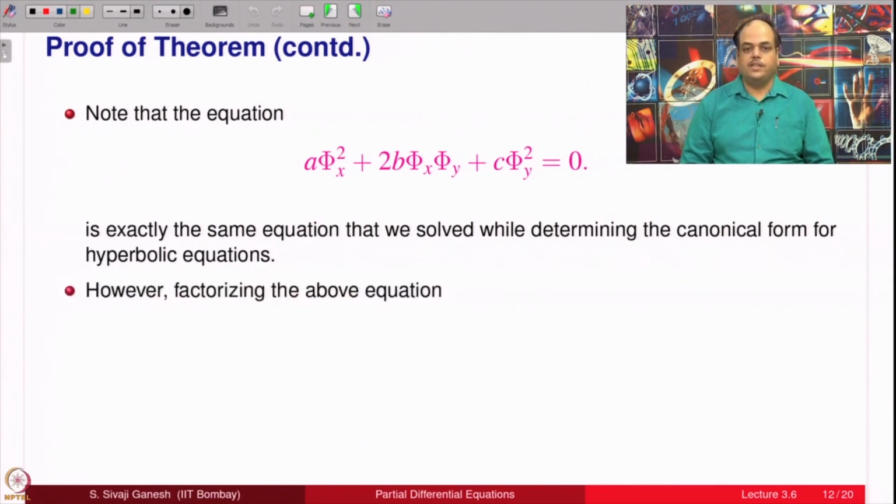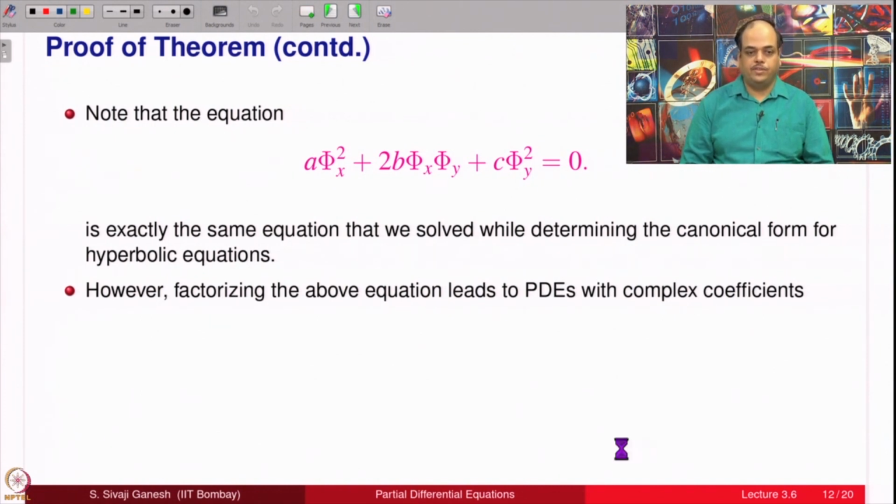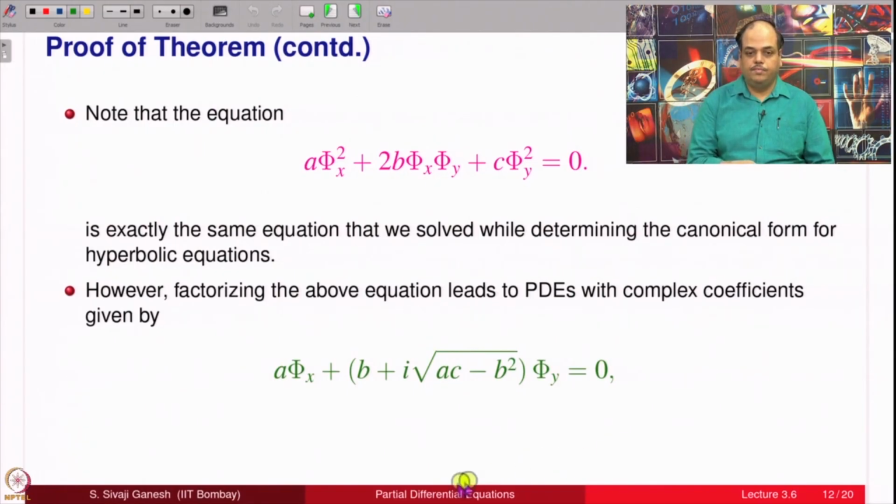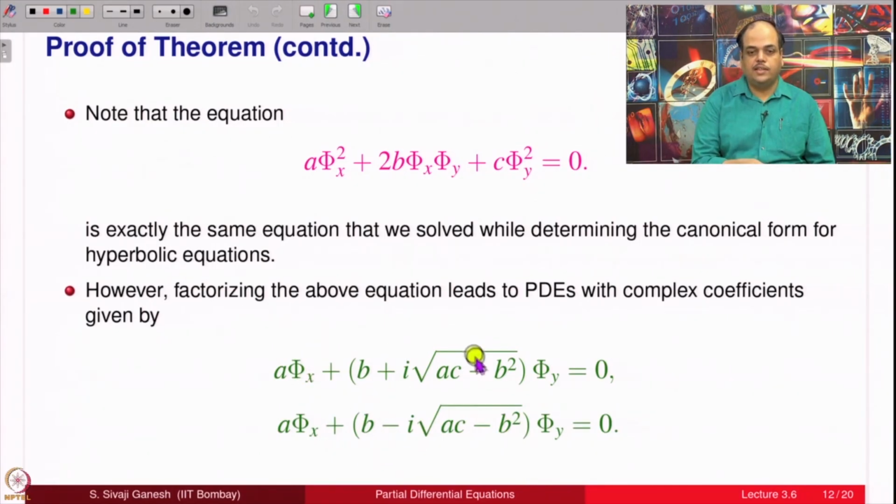Of course, the difference was that we could factorize into real factors there, but here that will not happen. It leads to PDEs with complex coefficients given by this equation and this equation. In the case of hyperbolic equations, there was no I first of all, and the inside thing was b square minus ac. So, these are the two equations we have.